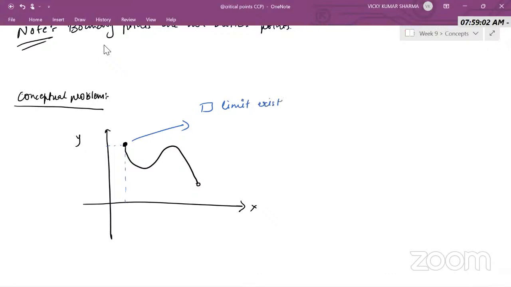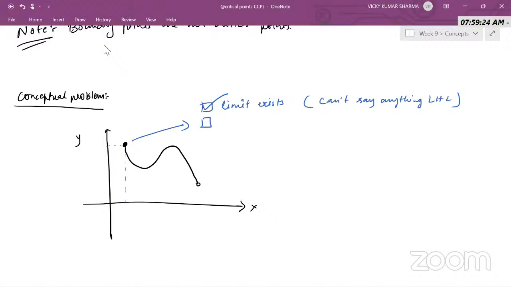Limit exists at this point. I will say yes. Can you check the left hand limit for this? No, sir. You can't say anything about the left hand limit, because it's an endpoint. So if you have to find the limit, just do the right hand limit. Essentially, this is what it means, right?